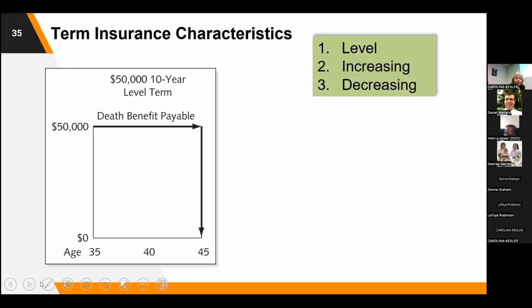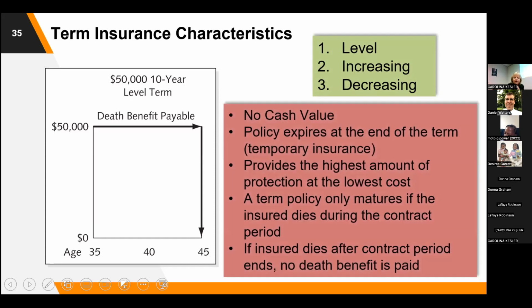I just talked about all those things. So there's no cash value in term. The policy expires at the end of the term. So it's temporary insurance because you don't really need it for your whole life. But if you want to keep it, you can, till like age 95 now. It provides the highest amount of protection at the lowest cost. Now, this is fact. This isn't us just saying that because we sell term insurance. You get the most coverage for the least money. Isn't that what people want?